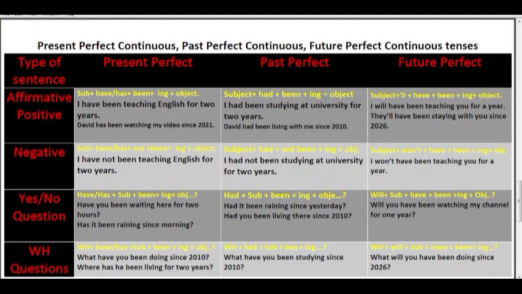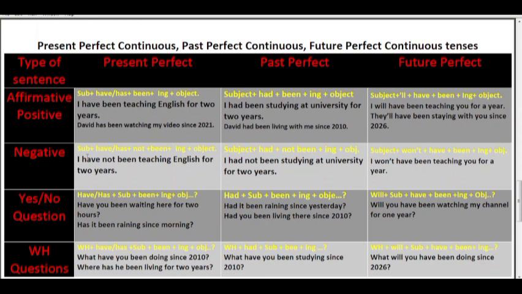Now in past perfect continuous tense, we have subject, then had, then been, ing form, and object. For example, I'd been studying at university for 2 years. David had been living with me since 2010. Now future perfect continuous, we have subject, then will or 'll, have been, ing form, and object. For example, I'll have been teaching you for a year. They will have been studying with you since 2026.